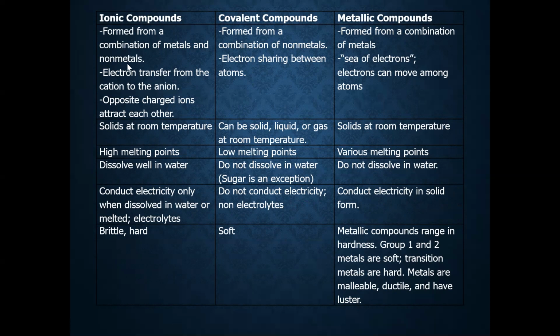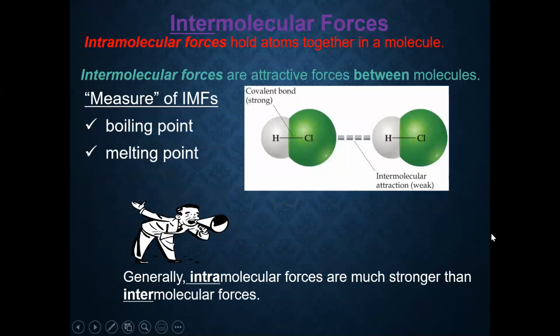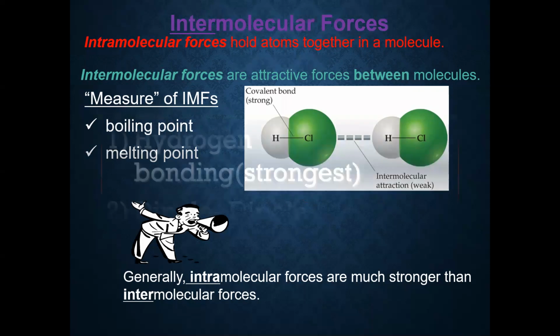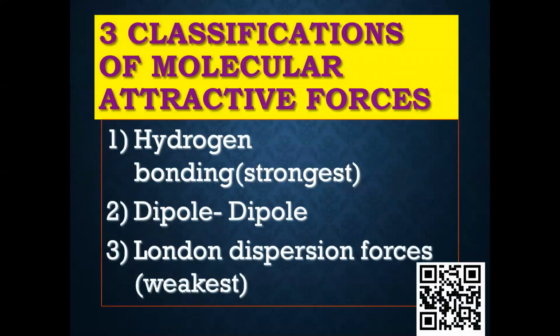Moving on to different types of intermolecular forces. These are only going to be for covalent compounds or molecular compounds. And we're going to find that this indicates boiling and melting point. It kind of tells us the strength of these attractive forces. Three types: hydrogen bonding, dipole-dipole, and London dispersion. Those are ranked in order as well.